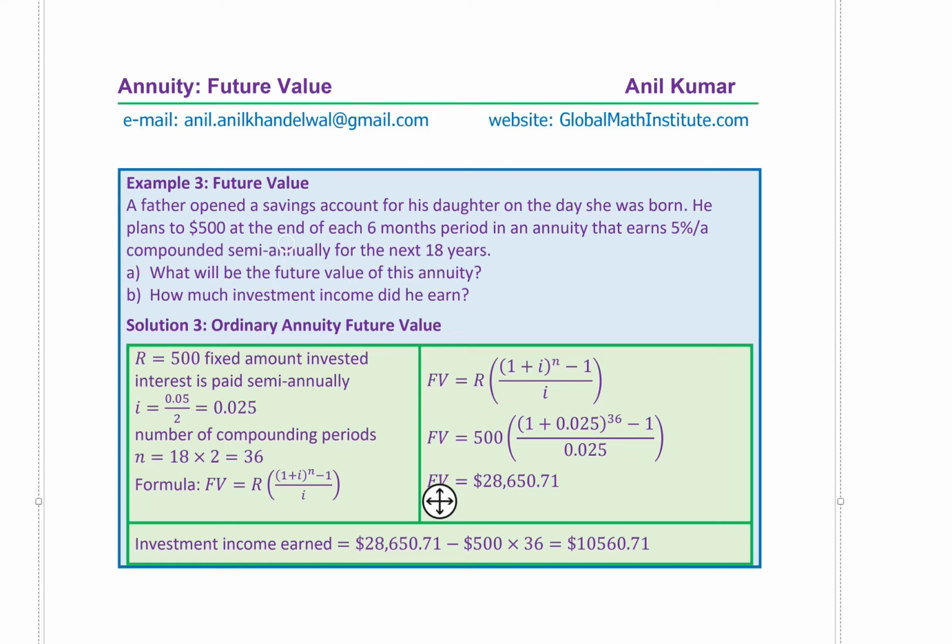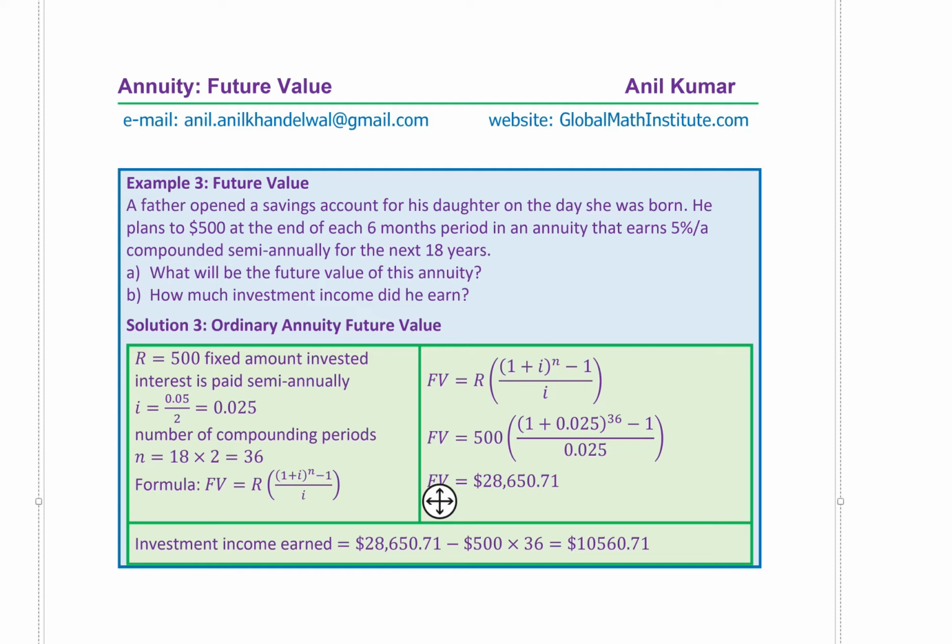He plans to deposit $500 at the end of each 6-month period in an annuity that earns 5% per annum compounded semi-annually over the next 18 years. What will be the future value of this annuity? How much investment income did he earn?